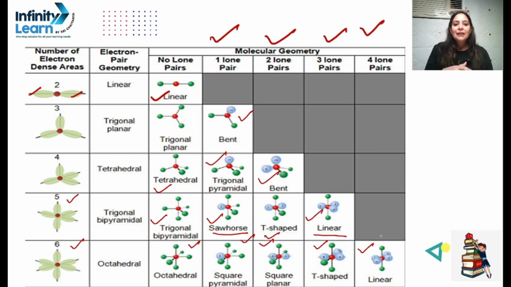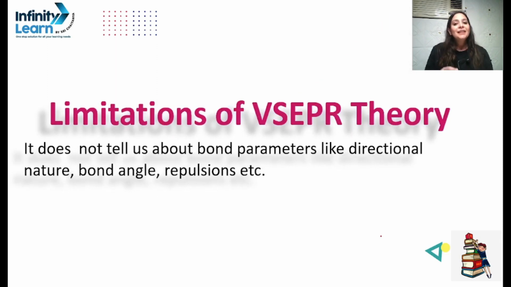So this is how, on the basis of VSEPR theory, we can tell about the geometry of different molecules when they have no lone pairs or when they have 1, 2, 3 or 4 lone pairs around them. But see, every theory has certain limitations too. So this theory also has a limitation, like it doesn't tell us about the bond parameters, that is the directional nature, bond angle, repulsions, etc. And these limitations were covered by another theory, and we'll be discussing that theory in the next class.